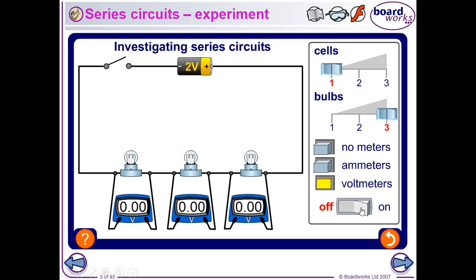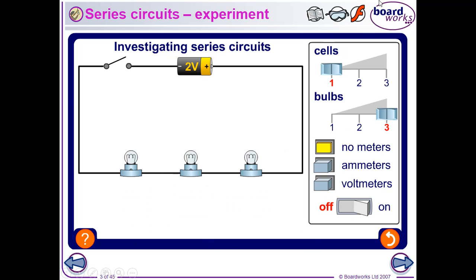If I add a third bulb, we'll see that that is wrong. It should be 0.67 volts. So that animation, ignore that. That's 0.67 because that 2 volts gets shared out between each of the voltmeters. So that is a mistake in the animation.